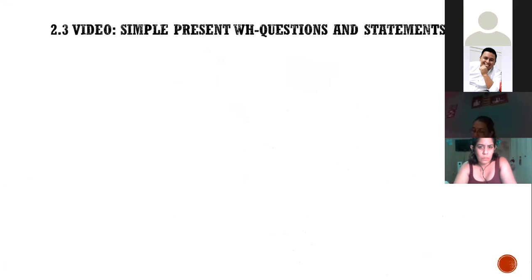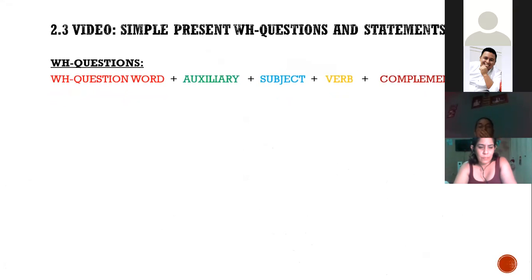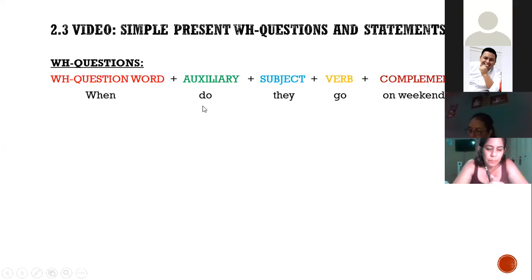This is general information, right? Es solo para poner el colchón. Okay, let's continue talking. Now, specific WH question and the structure of the WH question in simple present, right? First, we have the WH word. Tenemos la palabra de WH, right? ¿Por qué le decimos WH? Porque tiene una W y una H, right? WH. When, where, what, why, whose, which, how. Todas llevan WH, right?